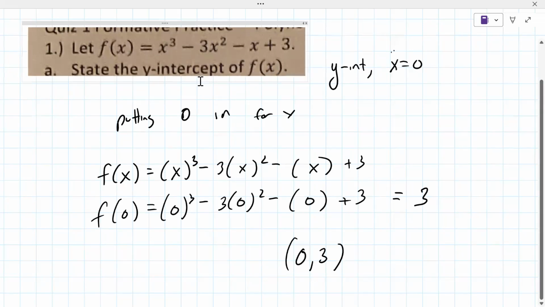Okay. Would you recommend writing all of that out, or no? No, no, you don't have to write any of this out. It's just me showing it to you so you can see it fully. But that's effectively what we're doing. You're putting 0 in for x. All right, so then part B.